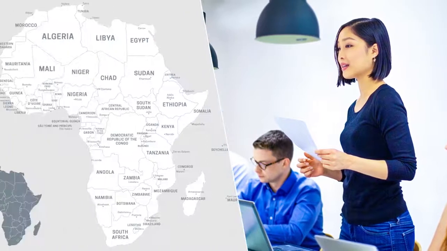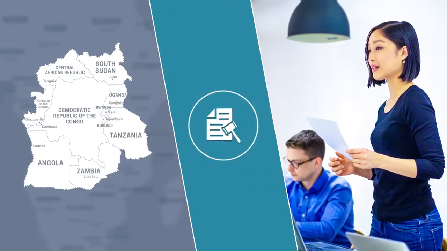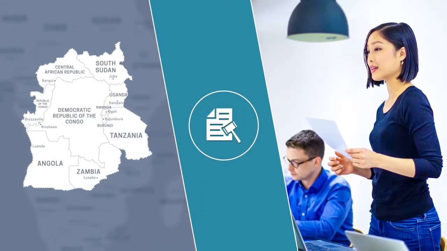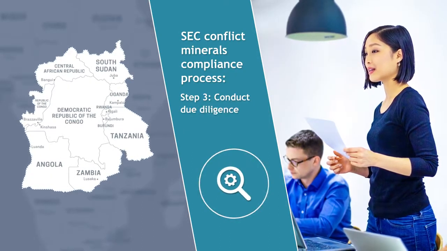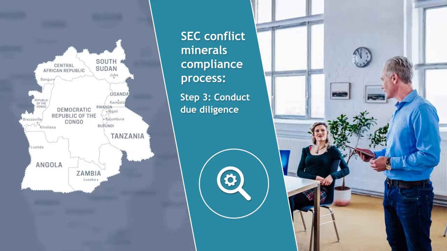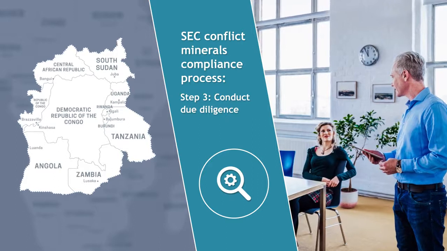If, after the RCOI, you know or reasonably believe newly mined minerals might have come from the specific conflict countries, then, under the Act as originally designed, you would move on to Step 3. Step 3, conduct due diligence, is not presently enforced by the SEC, but may be required by your company's conflict mineral policies. It involves an inquiry into the sources and chain of custody of conflict minerals.